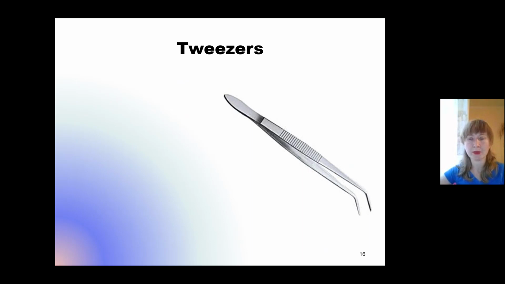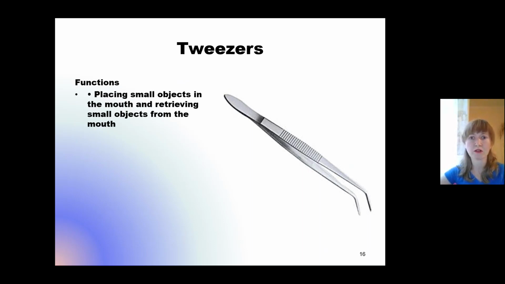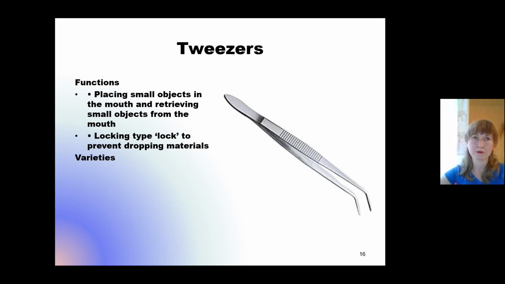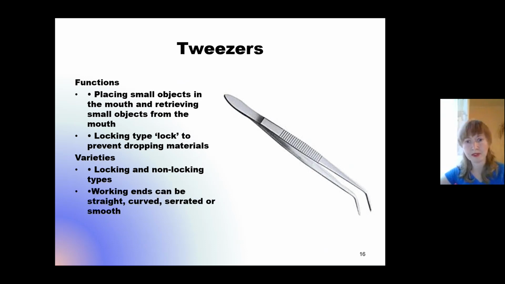Tweezers as well belong to examination set of instruments. This instrument has a function of placing small objects in the mouth and retrieving small objects from the mouth. Locking type, lock to prevent dropping materials. That's why we use this instrument to pick up small objects, burrs, for example, paper discs or rubber cups, to pick up something, or to pick up and put into the oral cavity cotton rolls. Varieties can be such: locking or non-locking types. Working ends can be straight, curved, as in this case, serrated or smooth.